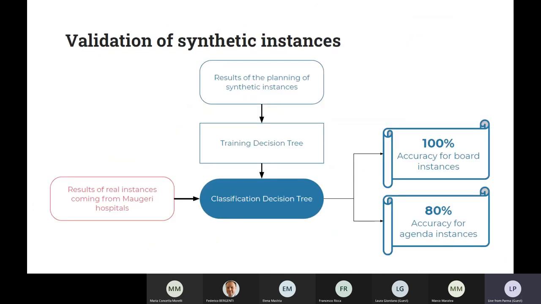With this decision tree that we trained, we are also able to understand if our synthetic instances actually perform well and actually capture all the nuances of real instances. So we took the classification decision tree, and using real data coming from real hospitals, we looked at whether our decision tree and the results that we found on real data actually coincide. And we found that for board instances, we have 100% accuracy. So the instances that we create for board are actually capturing all the nuances of real data, while instead for agenda, we have an accuracy of only 80%.